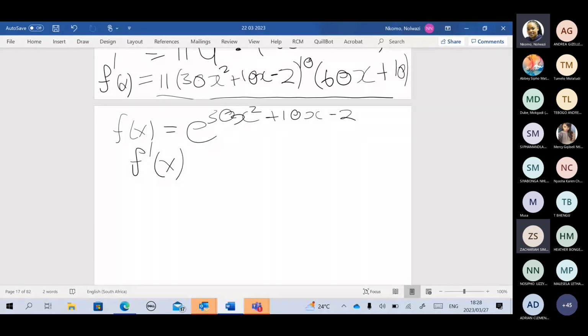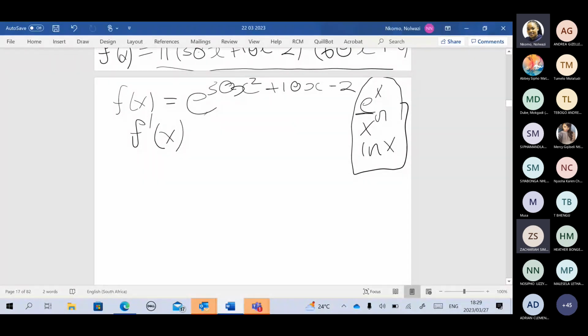So we need to write this function to be in this form. It's either e to the power x, x to the power n, or ln x. But you see, since we have e to the power a function, we can only write this function to be in this form, e to the power x, right? We need one variable. It's e to the power a variable.